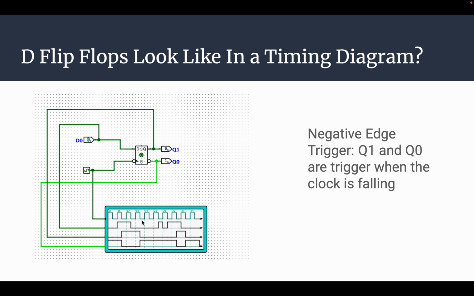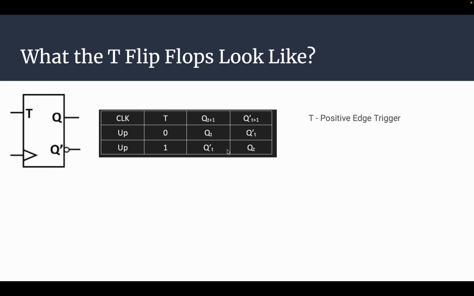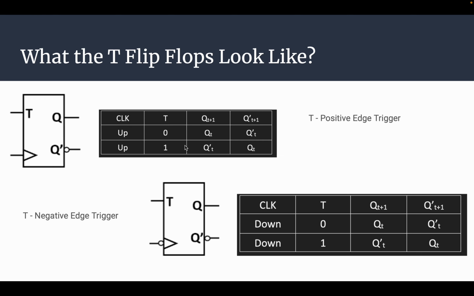So what does my T flip-flop look like? This is what a positive edge trigger looks like, and as we can see, we have our truth table with that. Whenever the clock is up, the table shows T of 0 and 1, with Q(t+1) equal to Q(t), and Q'(t). Then when we go to our negative edge trigger, the truth table is the same, and just the clock is going to be triggering whenever it's down.